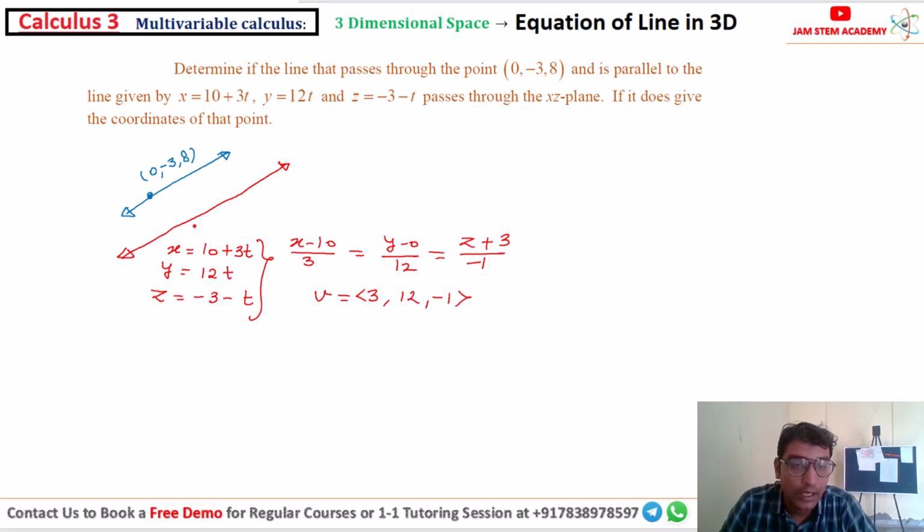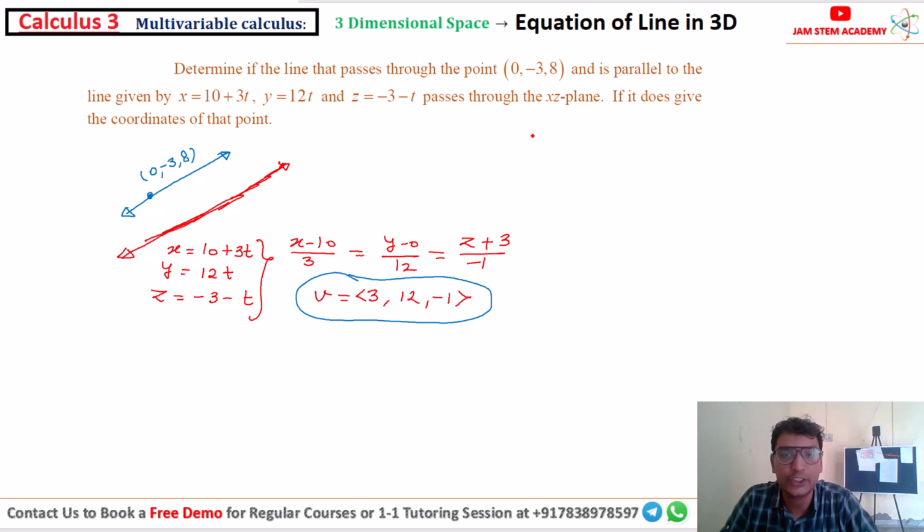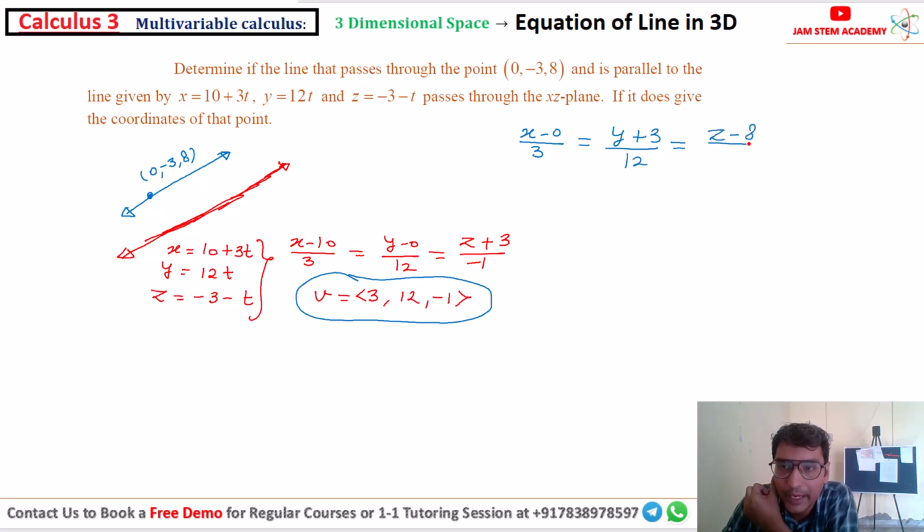But this line is parallel to our required line. So both being parallel means they must have the same direction vectors. So we can choose the same direction vector for our line also. Let's find the equation of the line first. Directly I will use the symmetric form. What is that? x minus 0 over 3 equals y minus minus 3, means y plus 3 over 12, equals z minus 8 over minus 1.